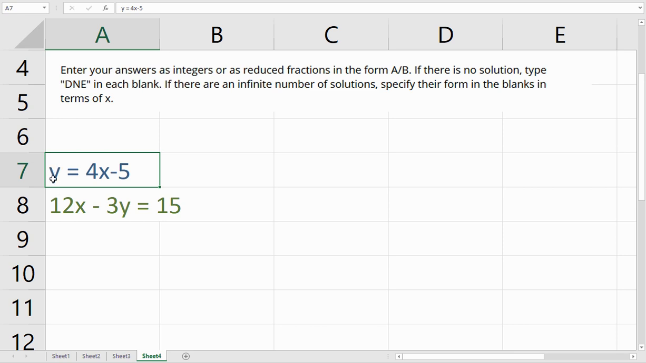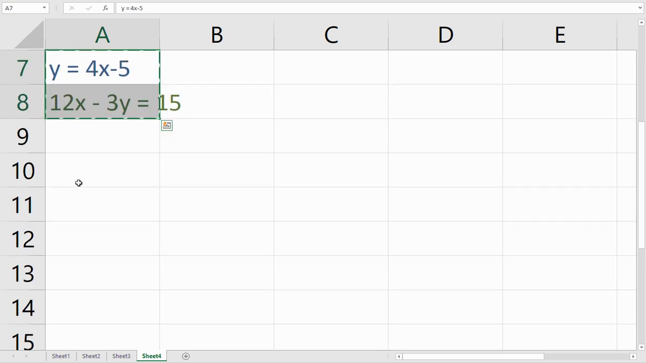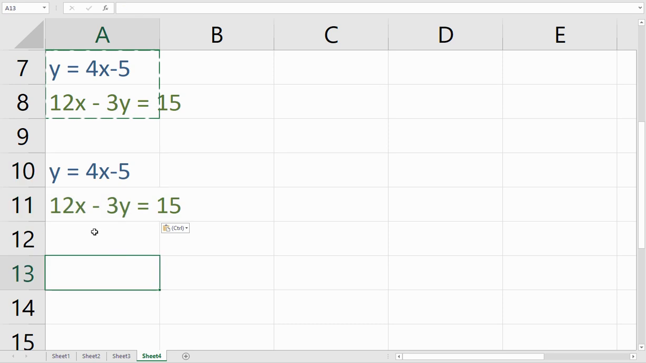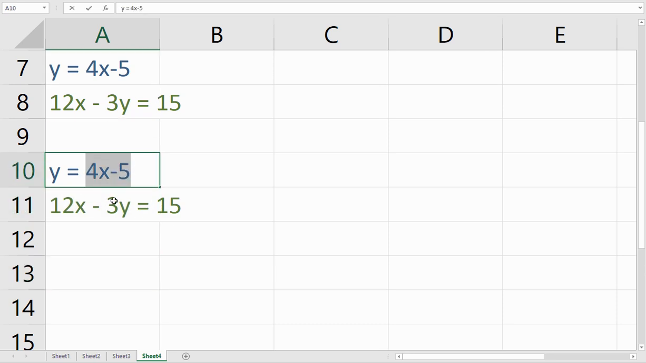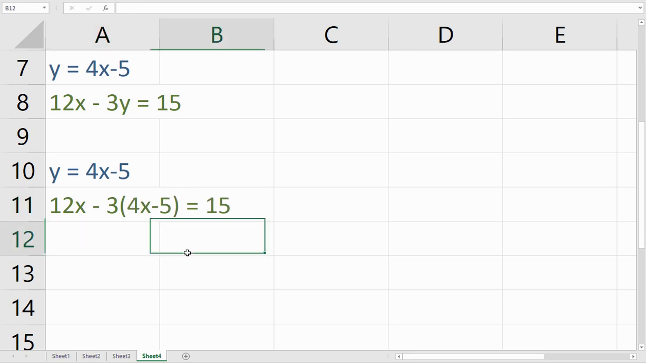Y is by itself on one side of the equals. So it'll make it really easy for us to just take this and use it in place of y in the second equation. So that's what we're going to do. I like to keep my system together. I'm just going to copy it down here, but I'm also going to take this part and substitute it where the y is in the second equation, like that.